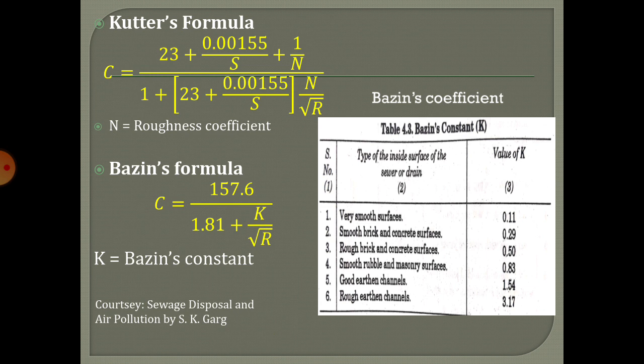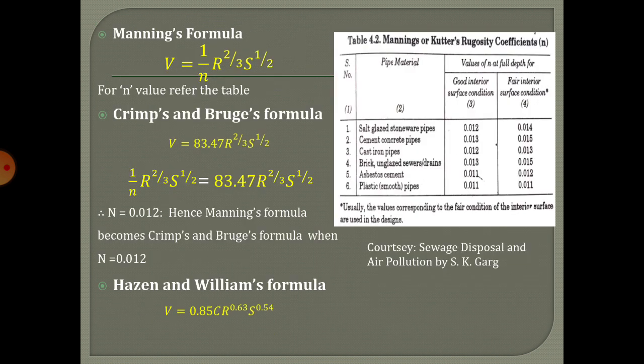denotes the Bazin's constant. The Bazin's constant can be taken by referring to this table, which shows that for a very smooth surface the value of K is 0.11, whereas for a rough earthen channel the K increases to a higher level and may go up to 3.17. So for a very smooth surface the K value is very low, and for a rough surface the K value increases, and accordingly it will affect the flow condition.